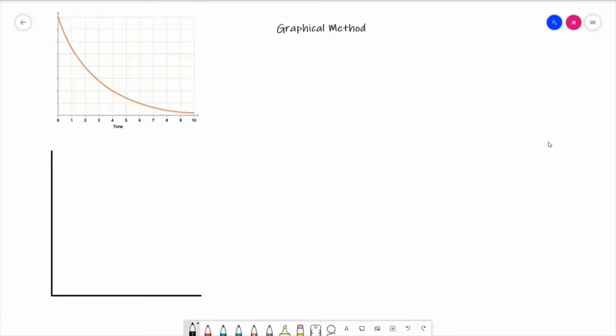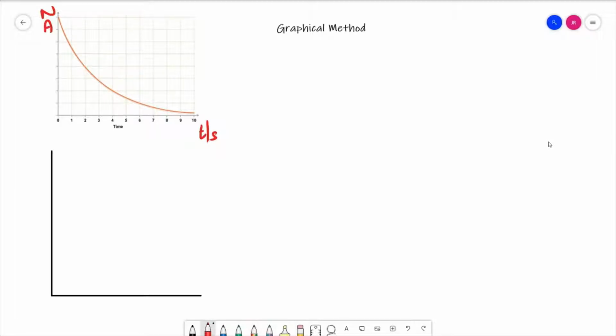Firstly then, let's have a look at a graphical method for calculating anything to do with radioactive decay. As we know from the last couple of videos, we're looking at an exponential decay graph where we have time on the x-axis and we either have number of nuclei or the activity on the y-axis.